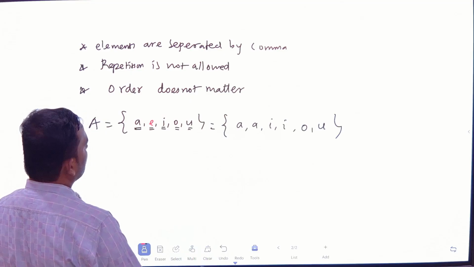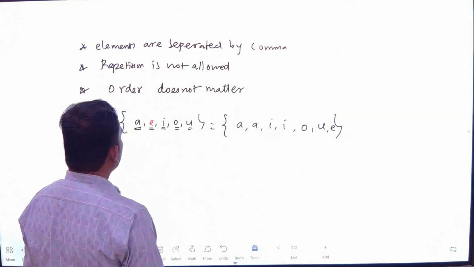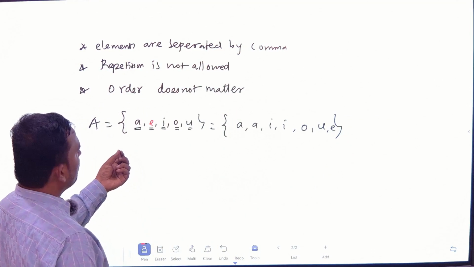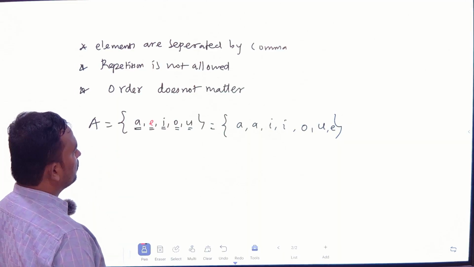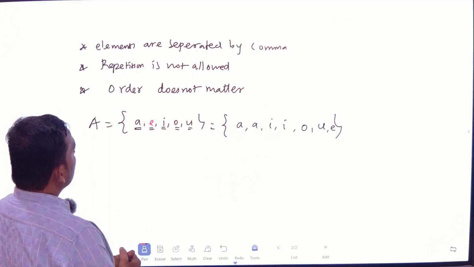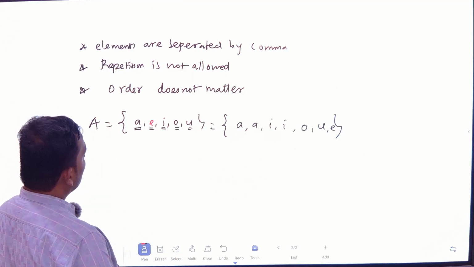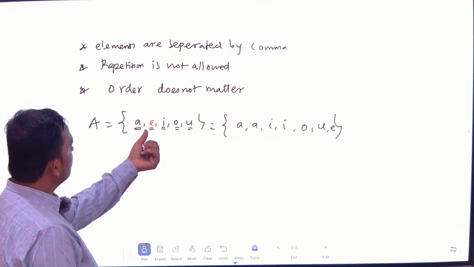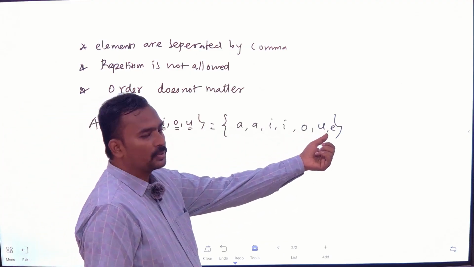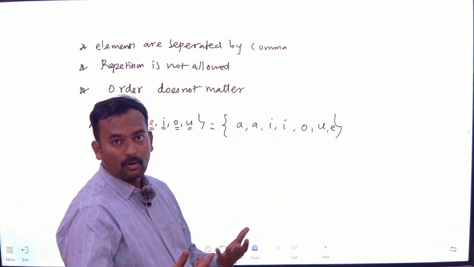One more letter I missed here, e. So a, e, i, o, u: 1, 2, 3, 4, 5. Good. Then the third thing is that order doesn't matter. You can see I put a second here, and here you can put a last. It doesn't matter, you can put any order.